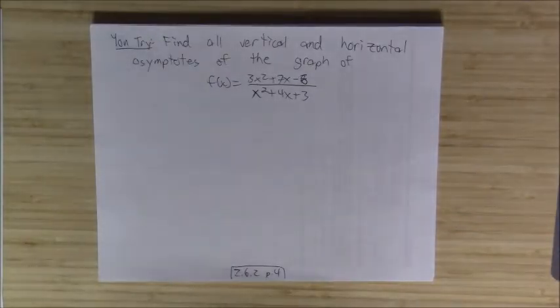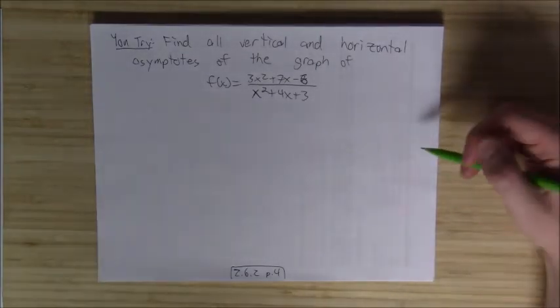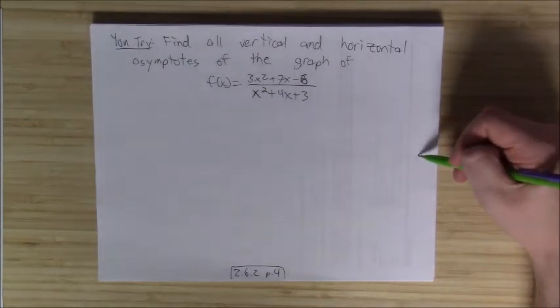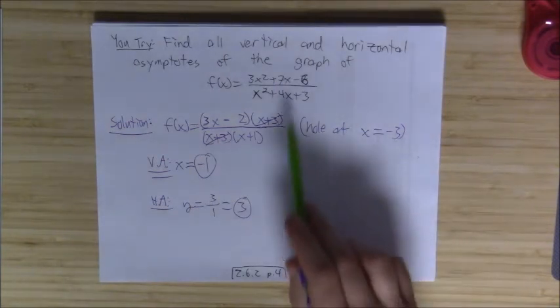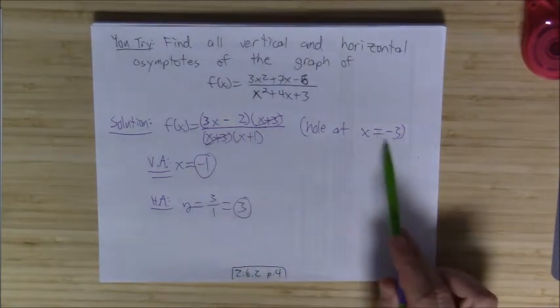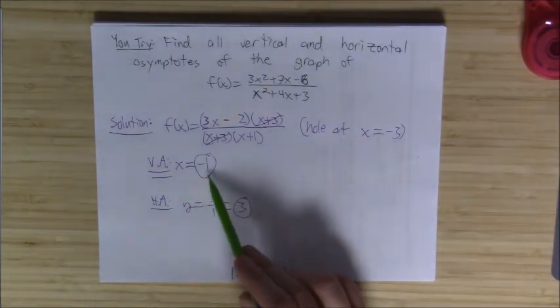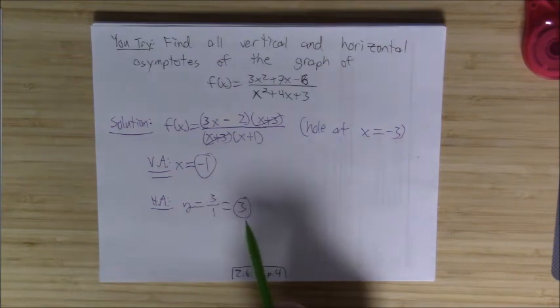And now it's time to have you try an example, so go ahead and find all the vertical and horizontal asymptotes of the graph of 3x squared plus 7x minus 6 over x squared plus 4x plus 3. On the count of 3, I'll reveal the solution. 1, 2, 3. So here we see that because the factors cancel, we get a hole at x equals negative 3 in the graph. We also have a vertical asymptote at x equals negative 1 and a horizontal asymptote at y equals 3.